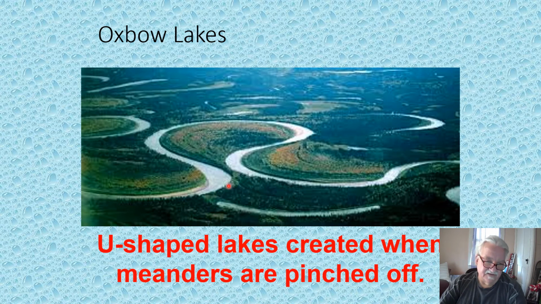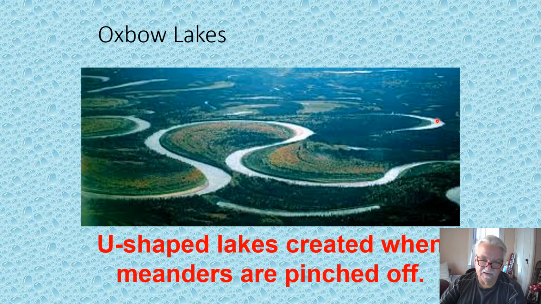So this is the outside of the curve. It's eroding towards the right. Now as we come around, this is the outside of the curve, and it's eroding to the left. So if this is going to the right, this is going to the left, at some point they'll meet. And when they meet, it takes the shortest route and skips that. And eventually sediment will build up along the shore and block that off, and this will become an oxbow lake.